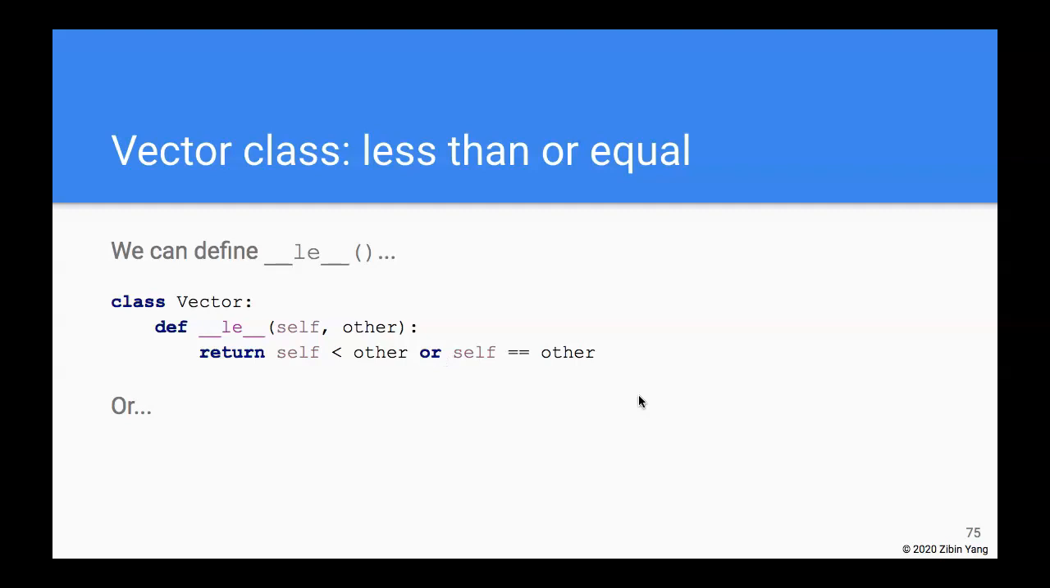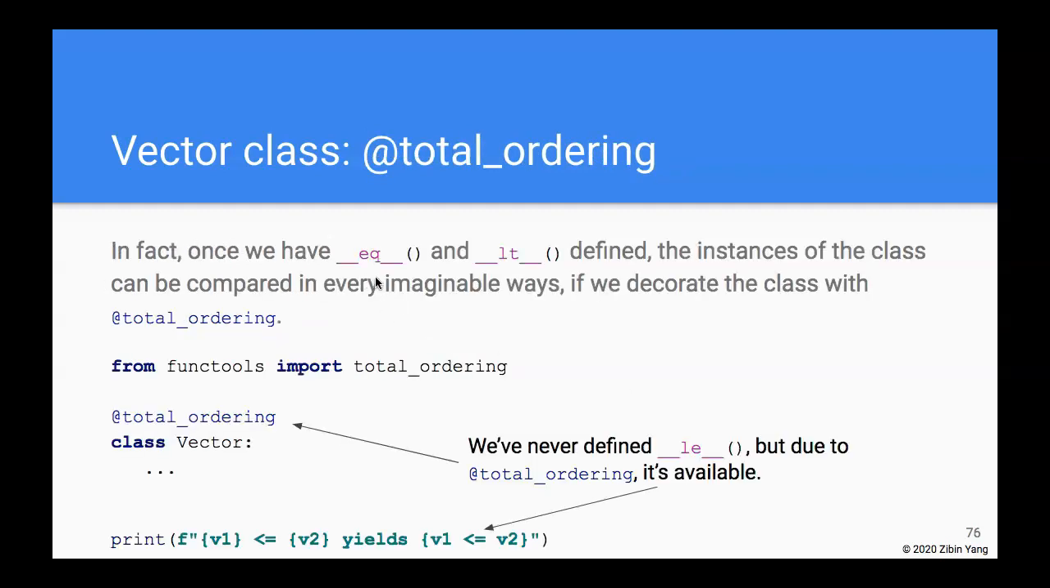But there is another way to do it. If we think a little more carefully about what we already have, that we already have the dunder equal and dunder less than, then we human beings, and also Python, should be able to infer all the other ways that we want to compare the vector class instances, right? Such as greater than, we already saw that. Less than or equal to, it should be able to do that. Greater than or equal to, it also should be able to do that, right? With just these two methods already defined.